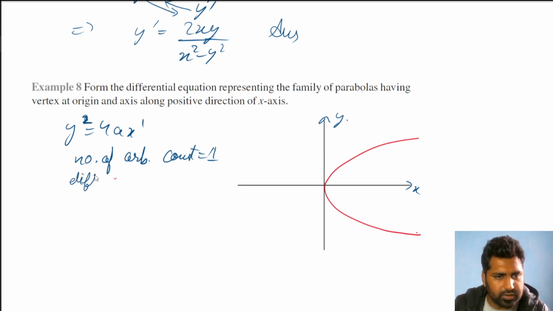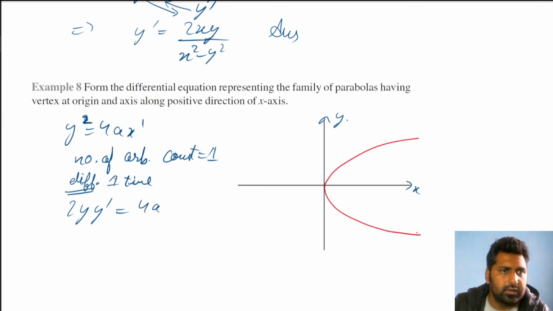So differentiating both sides, one time, we get 2y y dash is equal to 4a. This is not dash, this was power 1 I was representing. So we get the value of 4a. We'll put the value of 4a directly, since 4a is directly present now, so we'll replace this 4a directly.